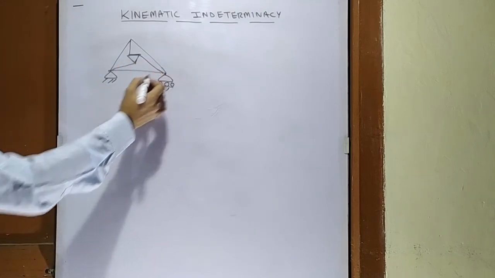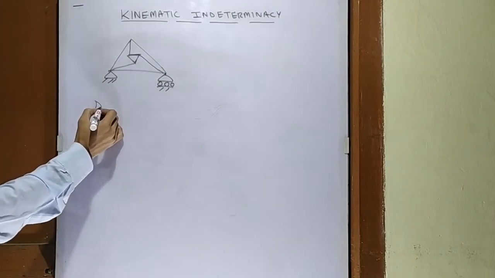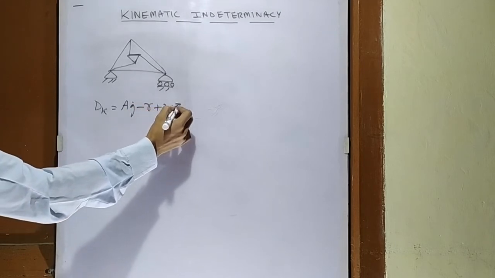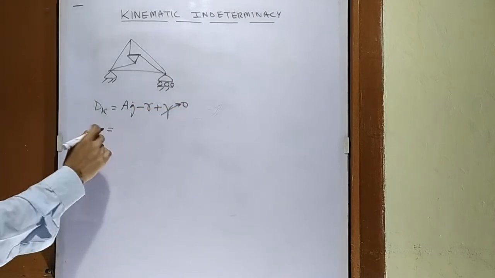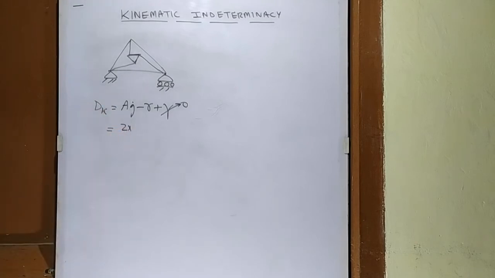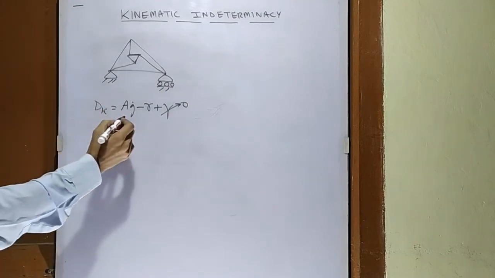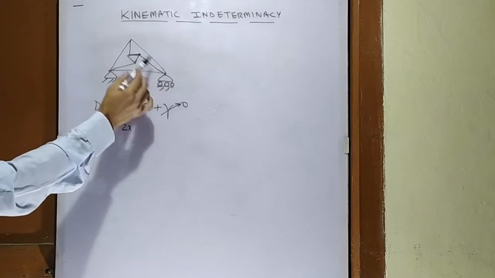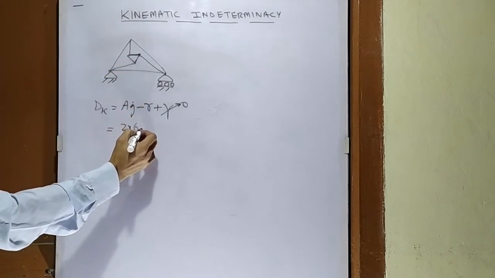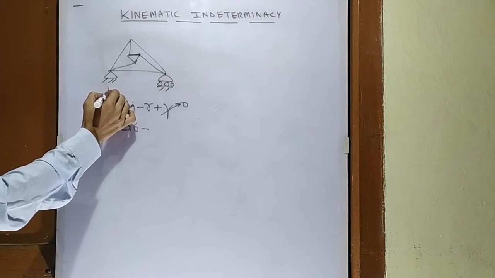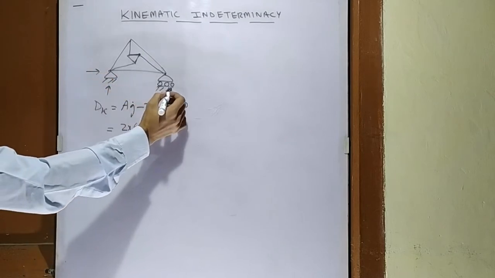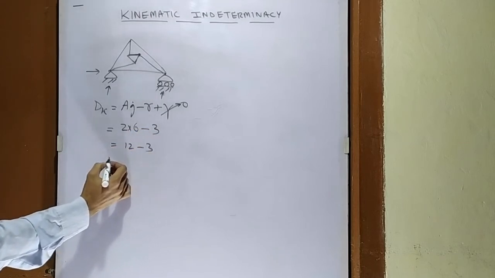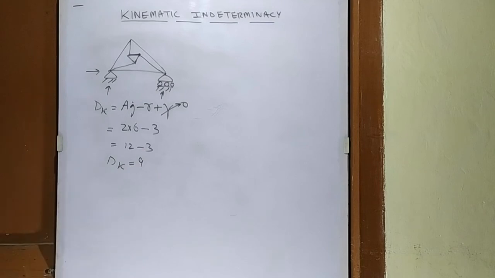So if I want to find out the degree of kinematic indeterminacy of this structure, what was the formula? dk is equal to aj minus r plus gamma. Gamma is 0. And what is the value of a? We know that there can be maximum 2 degrees of freedom at each joint in the truss. And what is the number of joints? Very easily you can calculate it: 1 2 3 4 5 6 joints are there. What is the number of reactions? 2 at this pin support, and 1 reaction at this roller support. So the number of reactions is 3. So 2 times 6 is 12 minus 3. So the degree of kinematic indeterminacy comes out to be 9.